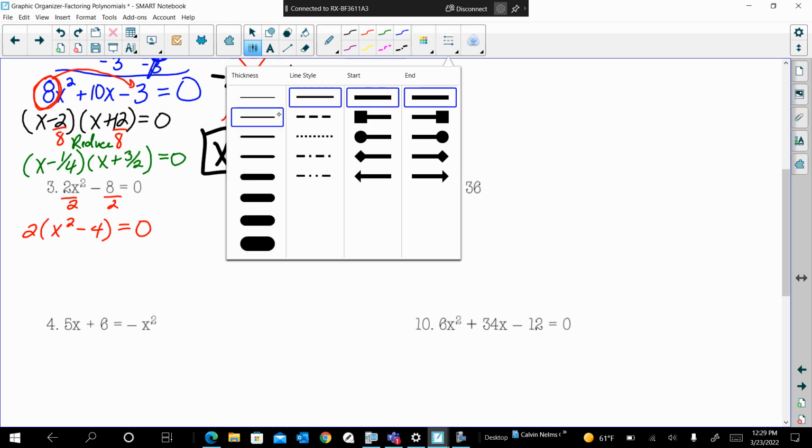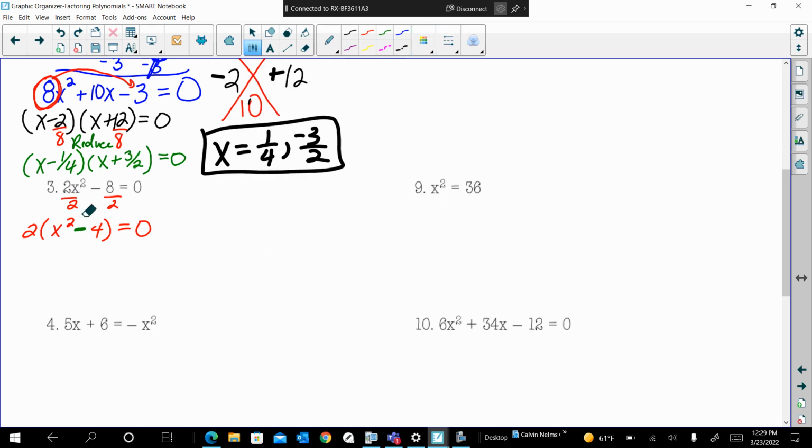Hopefully y'all see that this is a difference of squares. We got a minus sign, an exponent of 2, and a perfect square. So you could take the square root of each one. The square root of x squared is just x, minus the square root of 4 is 2. So we're going to have x minus 2 and x plus 2 equals 0, which means my solution is x equals 2, comma, negative 2.